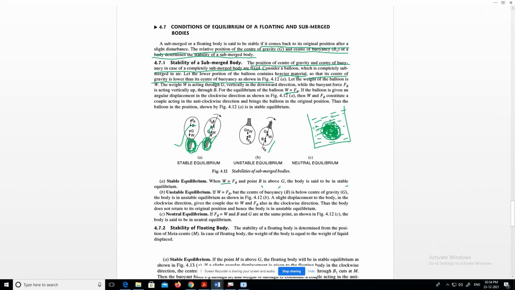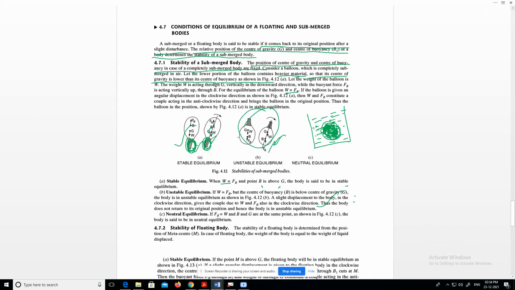Unstable: buoyancy force is equal to the weight of the body, but the center of buoyancy is below the center of gravity. This is the unstable one. A slight displacement of the body in the clockwise direction gives a couple due to W and F also in the clockwise direction. Thus the body does not return to its original position, and hence the body is in unstable equilibrium. I think you may have got the idea.